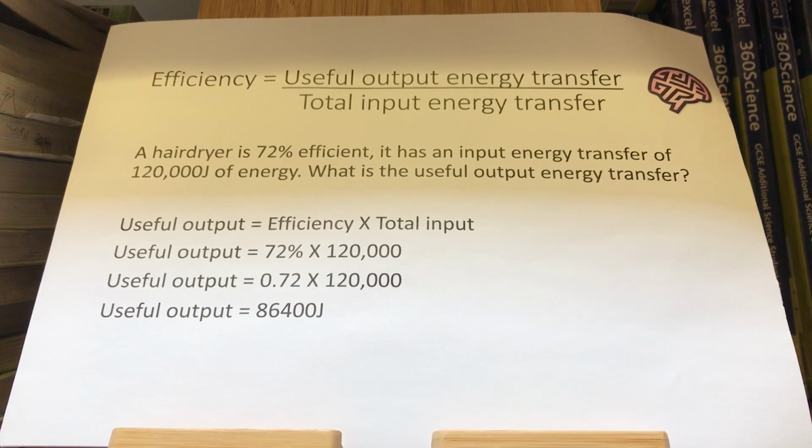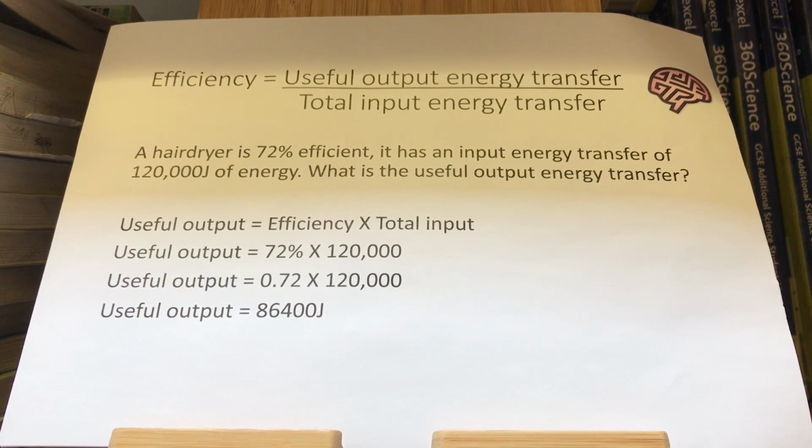So a hairdryer is 72% efficient. It has an input energy transfer of 120,000 joules of energy. That might be written as 120 kilojoules, and then we would need to convert it to joules. What is the useful output energy transfer?